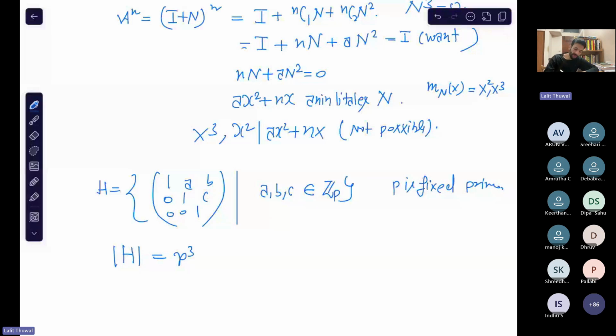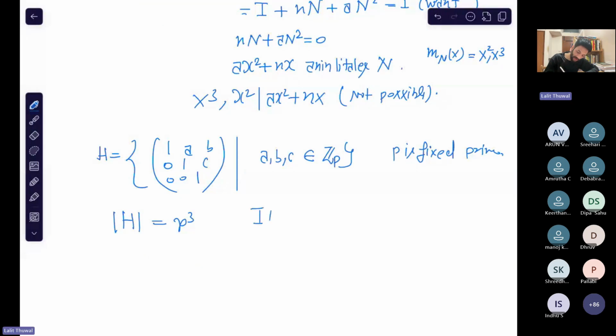So you can do it in the same way. Suppose you have a non-zero matrix, say A. Then do the same thing, write it as I plus N and raise it to the power P. What can be the order? First, you should have something in mind. What are the possibilities of the order? The order of an element can be P, P square or P cube, because the order of an element divides the order of the group.